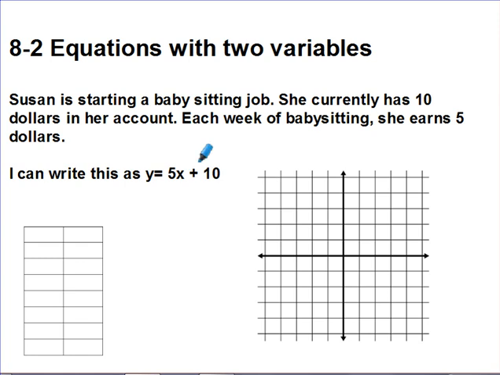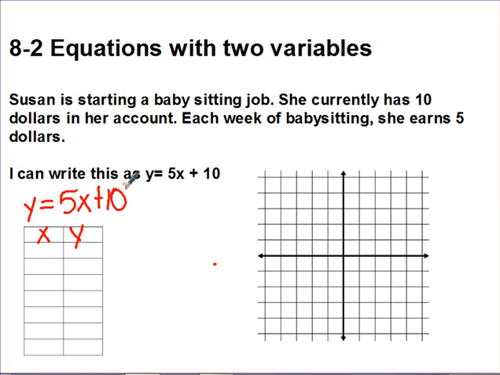Here's the $10 that she already has in her account, and then here is the $5 that she will earn each week. When we solve problems like this, we're going to start by setting up a t-table. When we do a t-table, the x value goes first on the left-hand side, then the y value. When I complete my t-tables, I like to write the equation above the t-table as well. y equals 5x plus 10.